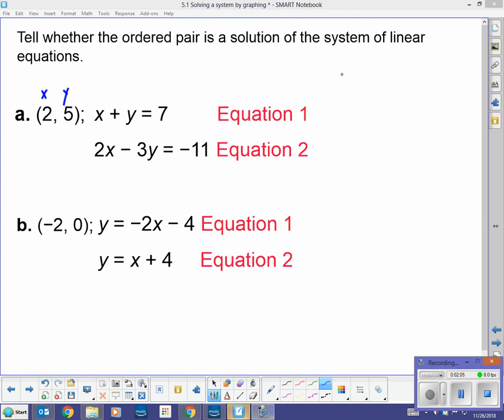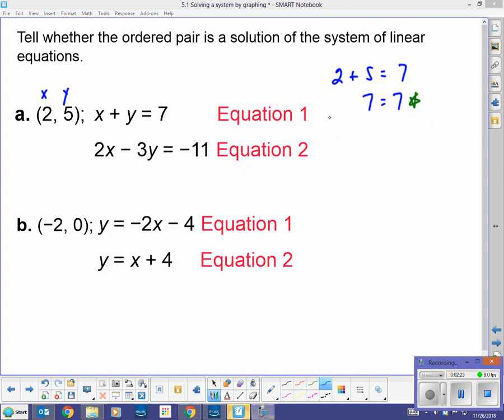Okay, so let's go ahead and substitute in equation 1. x plus y equals 7. Well, it's going to be 2 plus 5 equals 7. And simplifying the left side, 7 equals 7. So we like that.